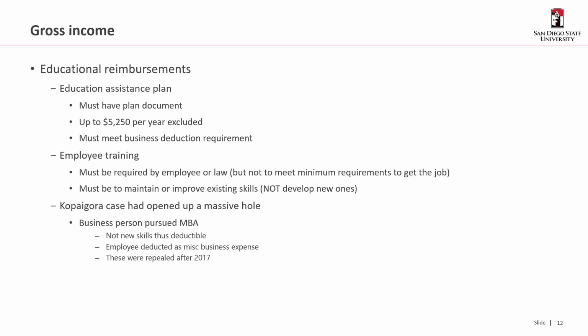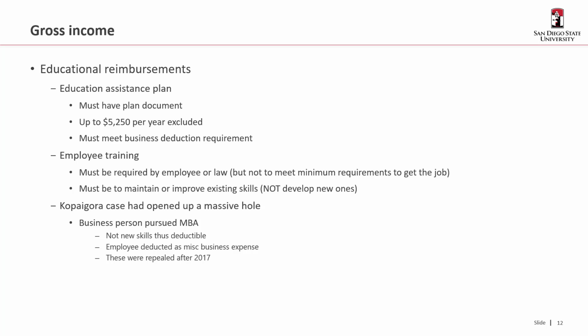So for example, in order to be a physician, you probably need to get a medical degree. The process of getting that medical degree is to meet the minimum requirements and therefore is not an employee training fringe benefit that would be excludable by the employee. If, on the other hand, that same physician has to get recertified every 2 years or 3 years or get continuing education, that would. So that would be to maintain or improve existing skills, not to develop new ones.